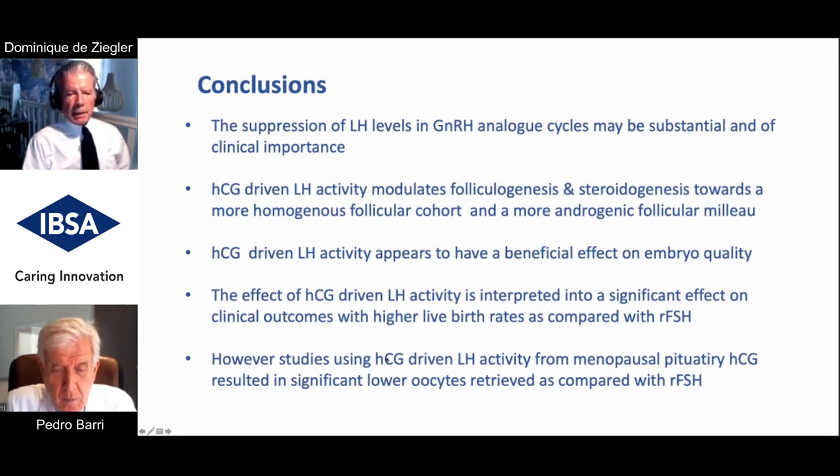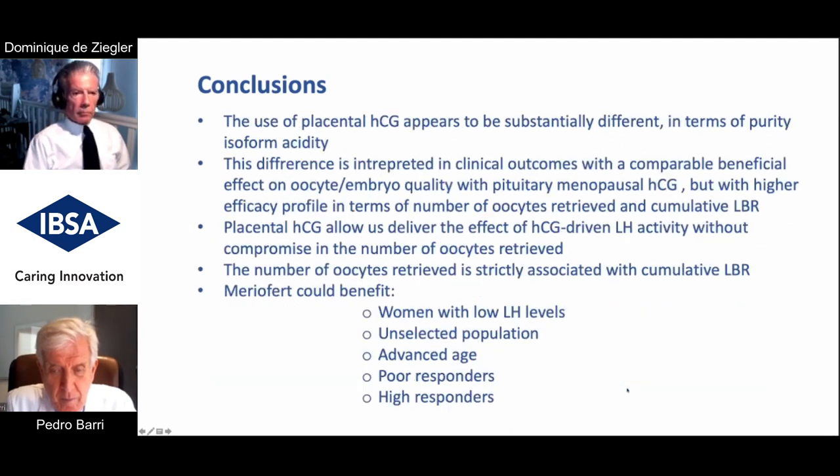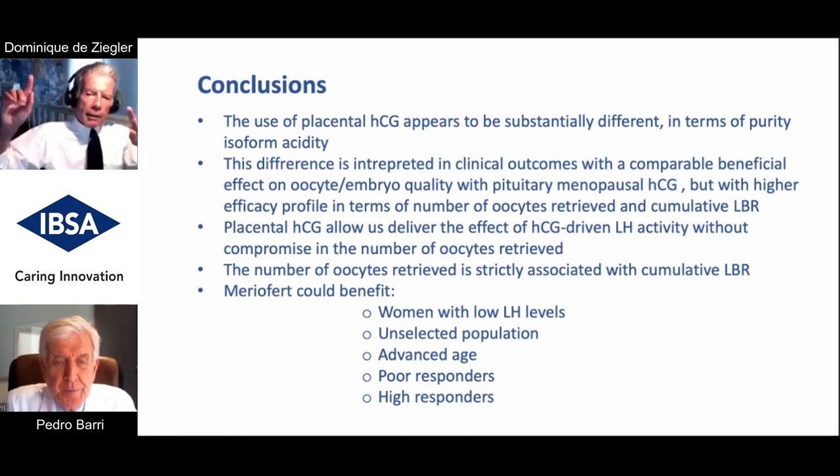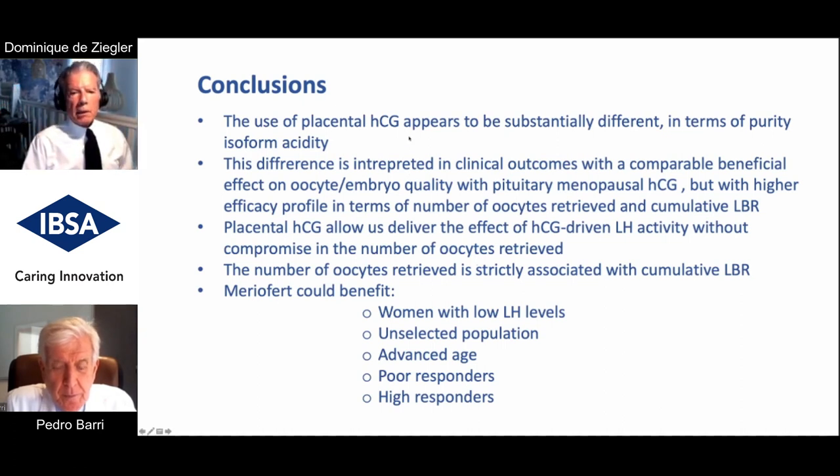However, studies using hCG-driven LH activity for menopausal women, pituitary hCG, result in a significantly lower number of oocytes retrieved as compared to FSH. Now, we talked about the higher quality of embryos with HMG, but the use of placental hCG, as in the Meriofert preparation, instead of pituitary hCG, appears to be substantially different in terms of number of oocytes due to the isoform acidity of the hCG.